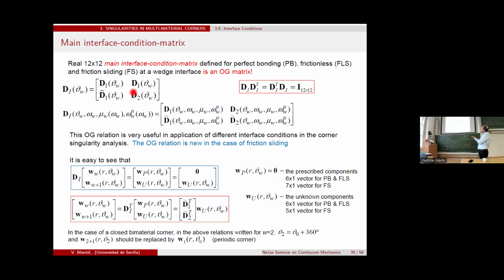So in both cases, we have formed these boundary condition matrices, interface condition matrices, which are 12 times 12, which are orthogonal. And again, we can proceed. We multiply these interface condition matrices by the value of W from both sides of the interface. We obtain prescribed values, and if we multiply this equation by the transpose of this interface condition matrix, we end up again with the expression which involves only unknown values of W.